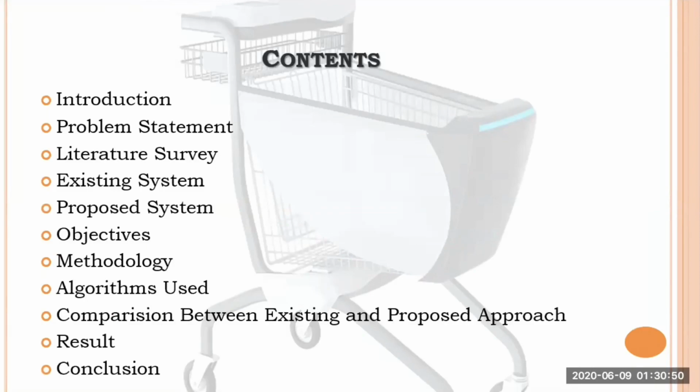Introduction to our project. Problem statement which we have chosen. Literature survey which we have done to get some idea. Existing system, proposed system which we have come up with to solve the problem. Objectives which we had set to achieve the result, methodology or methods to solve the problem, algorithms used, comparison between existing system and proposed approach, results and overall outcome of our project. Conclusion, concluding how our project went. Moving on to next slide.